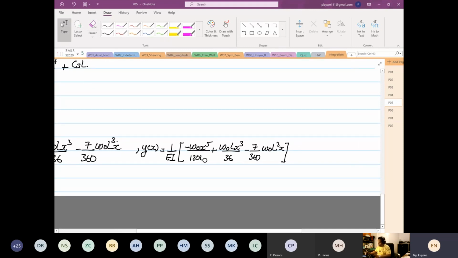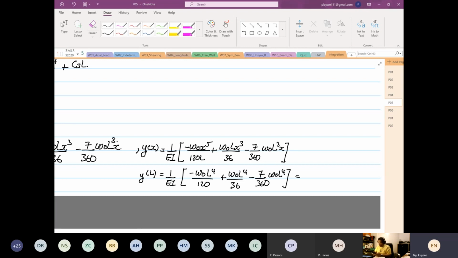When you substitute x equal to L, you have 1 over EI times minus omega naught L^4 over 120 plus omega naught L^4 over 36 minus 7 over 360 omega naught L^4. It should give you 0. I'm going to check: minus 1 over 120 plus 1 over 36 minus 7 over 360 is equal to 0. Yeah, that's the way to check.